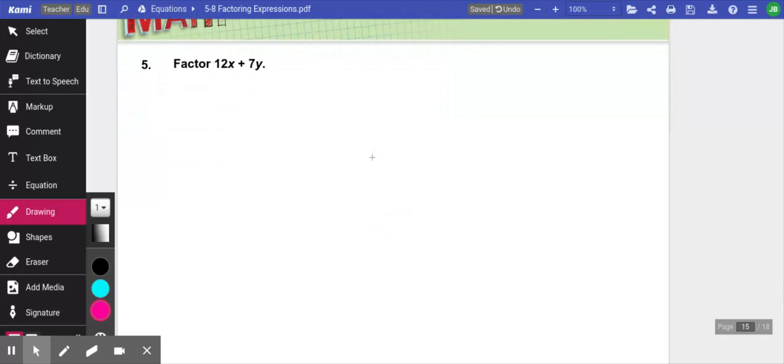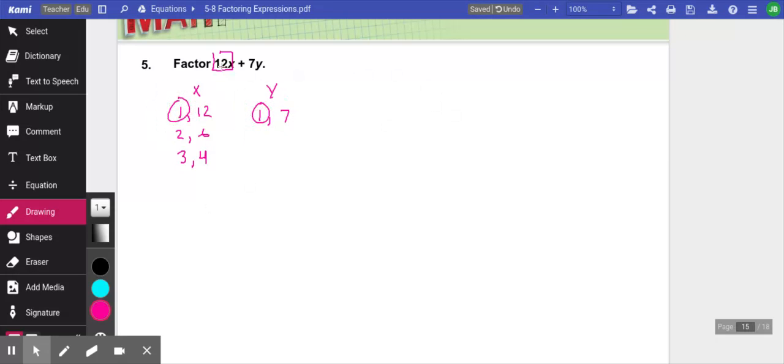All right. So that takes us to this problem, which is somewhat unique. And what I want you to look at is we have 12x, and the factors of 12x are x, 1 and 12, 2 and 6, 3 and 4. And we have 7y, and the factors are y, 1 and 7. And you'll notice that there are no other commons other than just the ones.